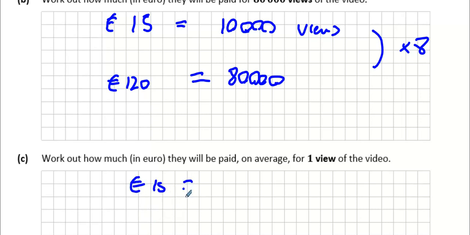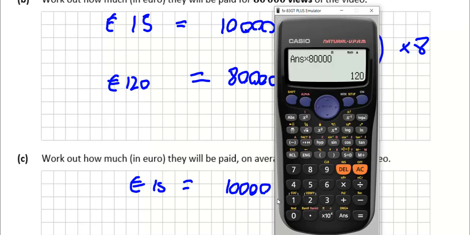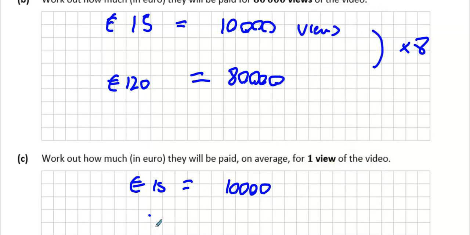Let's do this. 15 divided by 10,000. Now in your calculator it doesn't come out too well. 15 divided by 10,000 is 3 over 2,000, which is 1.5 by 10 to the minus 3. But we're going to do this. What we might do is convert this to cent.